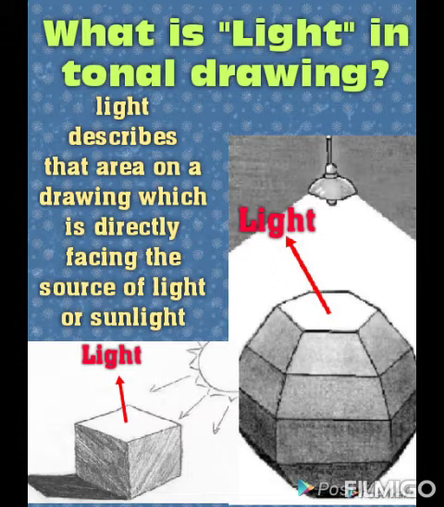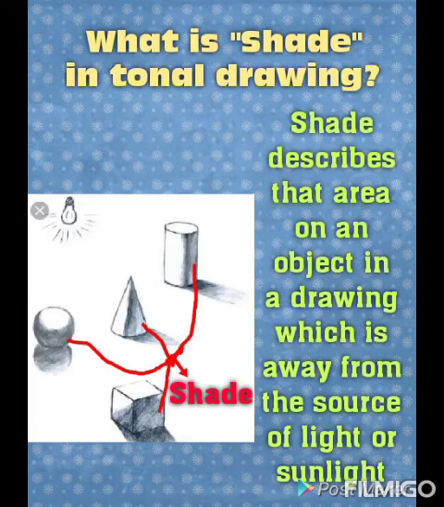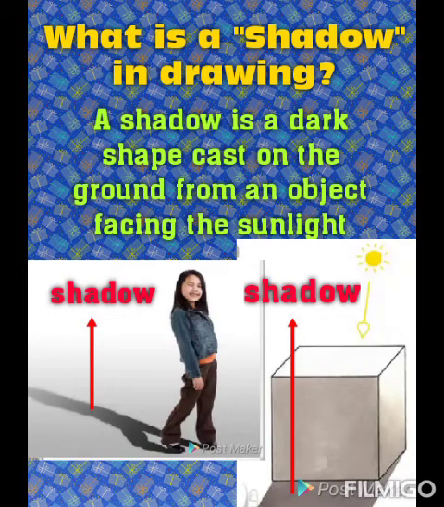Now, what is shade in tonal drawing? Shade describes the area on an object in a drawing which is away from the sunlight, as opposed to light. Such areas are usually dark. As an artist, the technique is to shade these areas with pencil, with whatever shading technique he chooses. It should be noted that during shading, tonal graduation should be observed, showing how light gradually moves from light to extreme darkness.